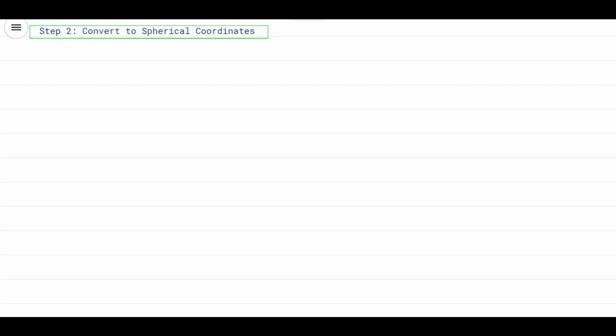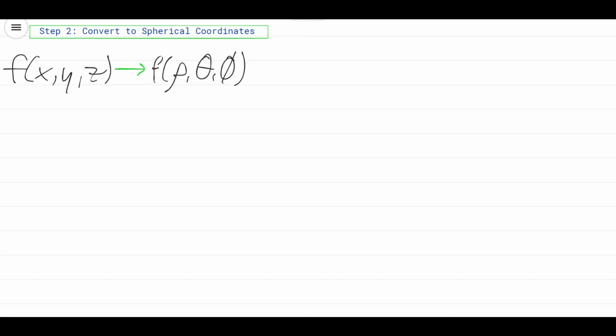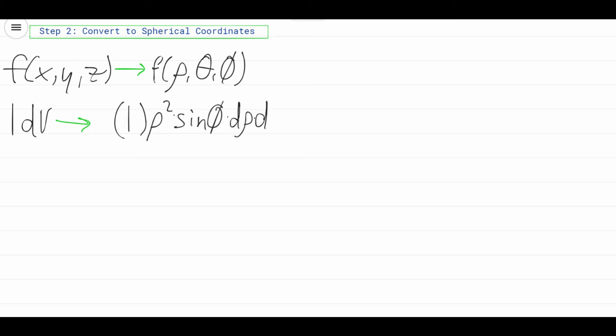So now for step 2, we're going to convert this to spherical coordinates. We know our f of x, y, z has to go to rho, theta, phi, and we know 1 times dV is rho squared times sine phi times d rho d phi d theta.